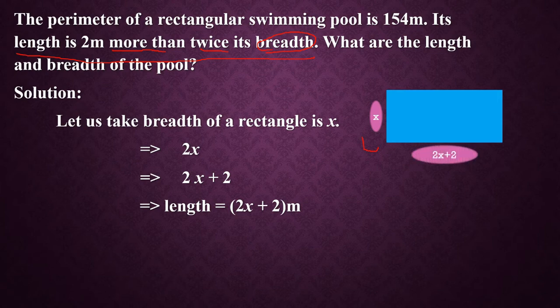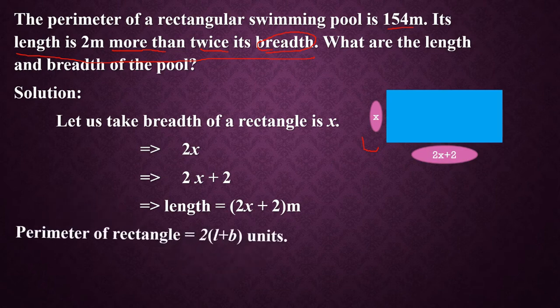So this is the length of the rectangular swimming pool. Next, we have to make an equation. For that, one more clue they have given. The perimeter of a rectangular swimming pool is 154 meter. So we know the formula of perimeter of rectangle. So first that formula we have to apply.